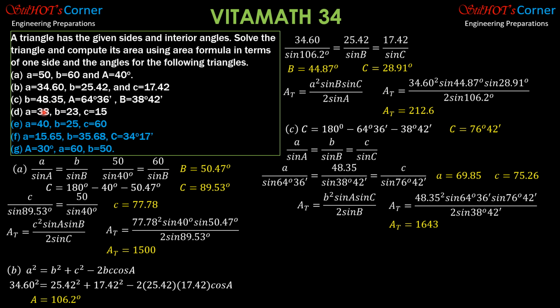Then finally, for part D, all sides are given, but if you check the sum of the shorter sides B and C, 23 plus 15, is exactly equal to side A. Therefore, no triangle can be formed with these sides. So given sides cannot form a triangle exactly. So therefore, there's no area here because no triangle can be formed with these sides.